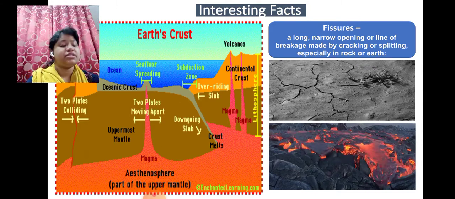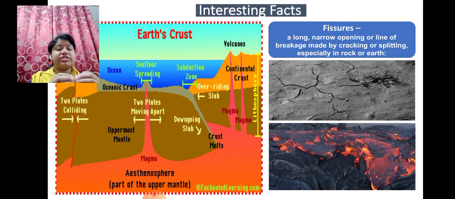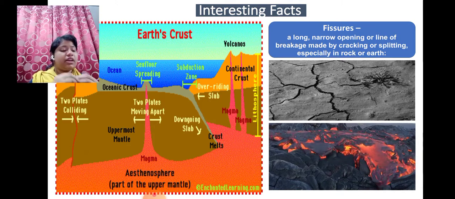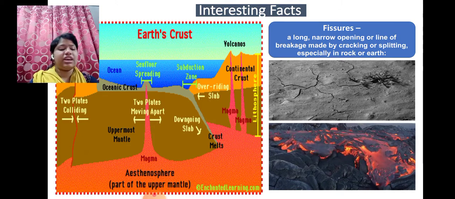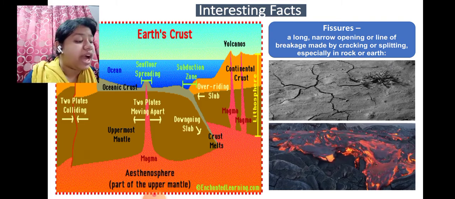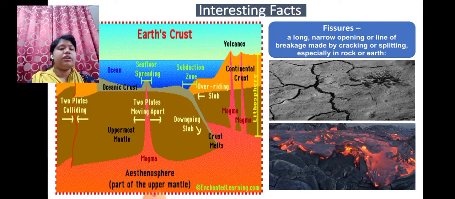Viscous means sticky, actually. Less viscous means less sticky. In acidic type it is more sticky and in basic type it is less sticky. And the shape appears to be like a dome or shield shape like this.